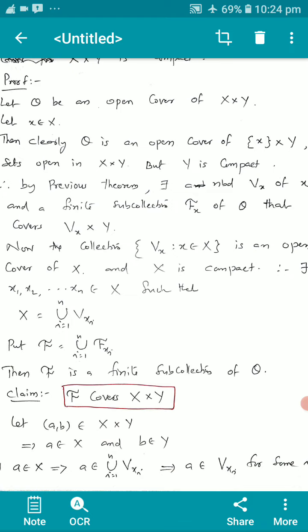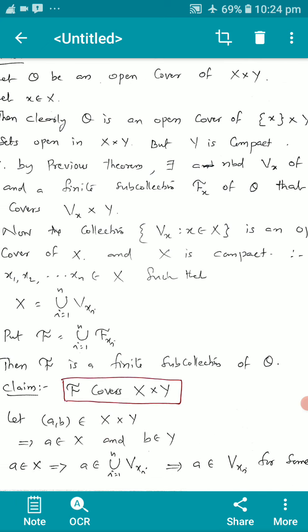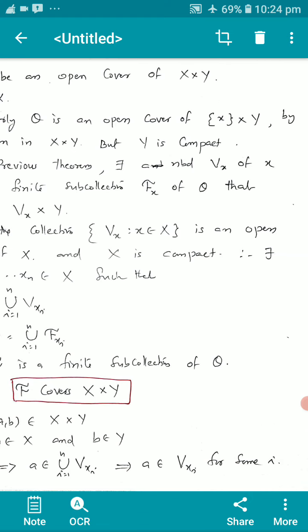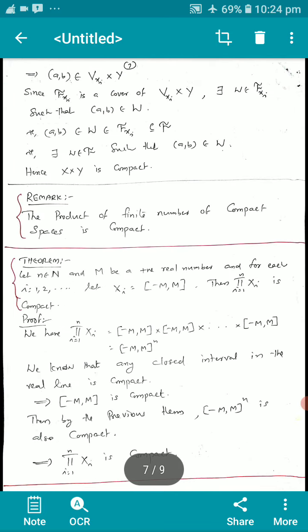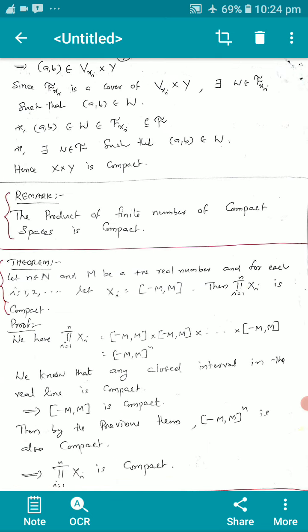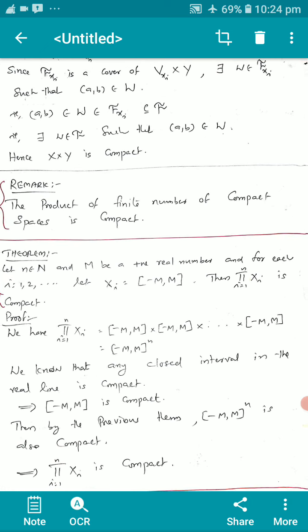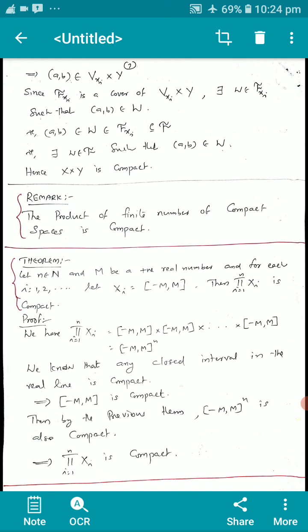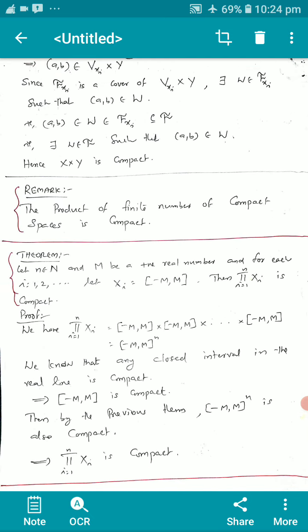For that, we take a point (a, b) in X × Y, which implies a ∈ X and b ∈ Y. a ∈ X implies a is in the union of V_xi. This implies a ∈ V_xi for some i. This implies (a, b) ∈ V_xi × Y. Since F_xi is a cover of V_xi × Y, there exists W in F_xi such that the point (a, b) is in W, where F_xi is a subset of F. That is, there exists W in F such that (a, b) ∈ W. Hence, X × Y is compact.